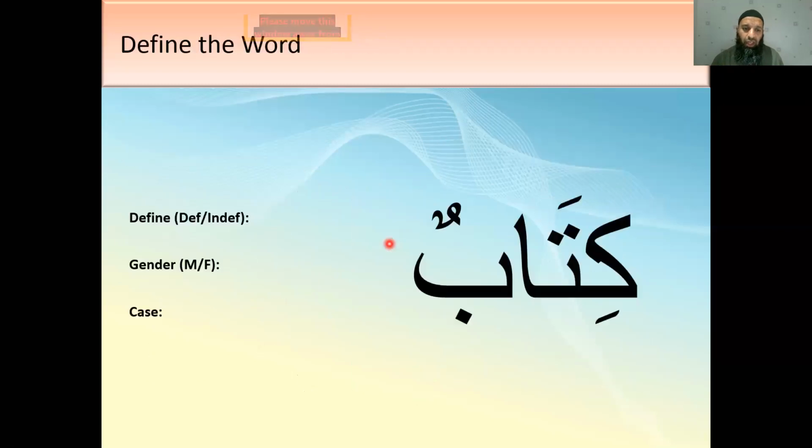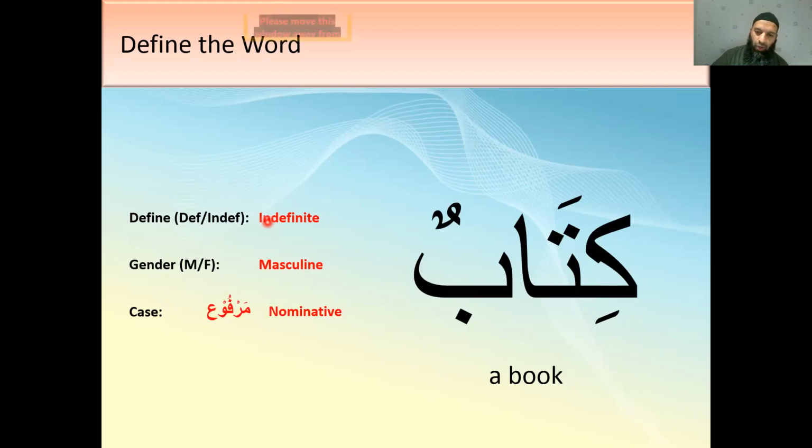So we'll go with a brother. What I want you to do, brother, any non-Arab brother of course, I'll do the first one. Tell me, if you can do the meaning, then even better: a book. The reason why it's a book is because it is indefinite. And it's good if you can know the gender as well. It is masculine. And the case, this is the main one, you need to know the case. The case is marfu.